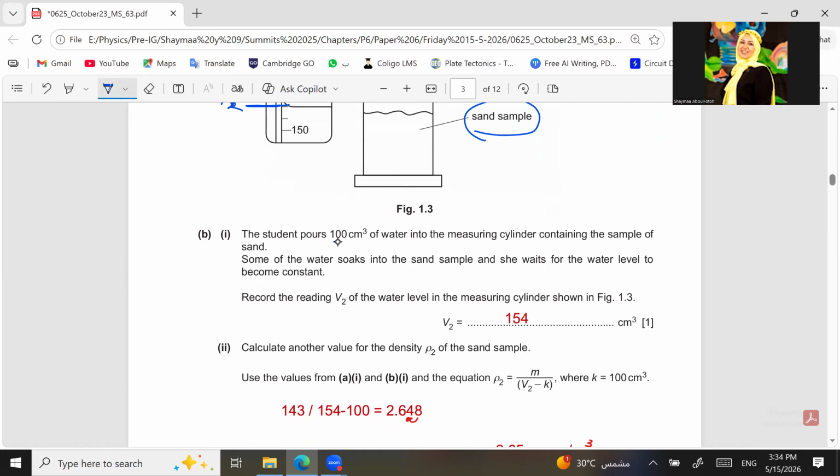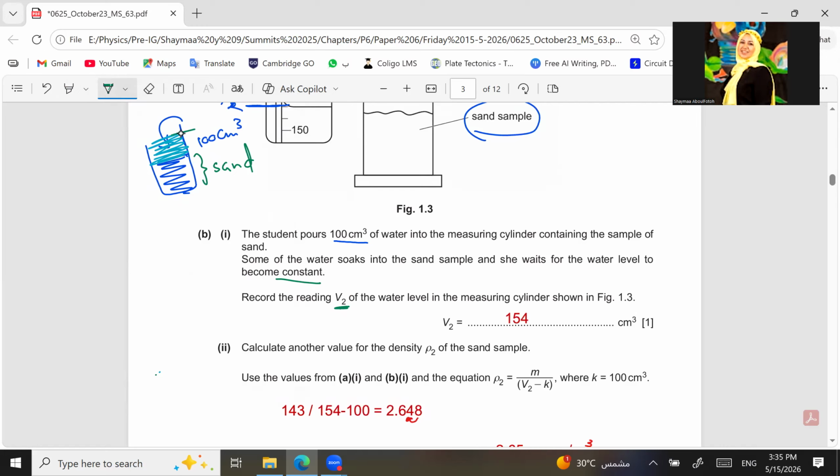The student poured 100 centimeter cube of water into the measuring cylinder containing the sample of the sand. So now I have the sample of the sand, and then I pour 100 centimeter cube of water on the sand. And this is the amount of sand. Some of the water soaks into the sand sample and she waits for the water level to become constant. Okay. Record the reading V2 of the water level in the measuring cylinder.